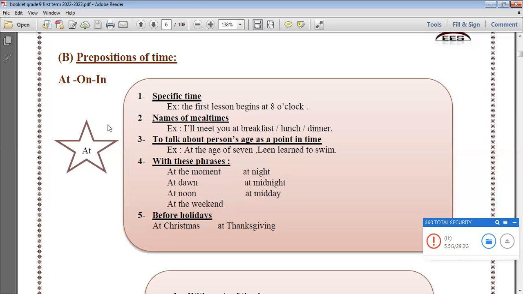So this is at. Number three, to talk about a person's age as a point in time, like this example: at the age of 7, Lean learned to swim. Now we choose a specific age to talk about. And also it comes with these phrases: at the moment, at dawn, at noon, at the weekend, at night, at midnight, and at midday. Number 5, we use it before holidays. Which holidays? You can say at Christmas and at Thanksgiving.